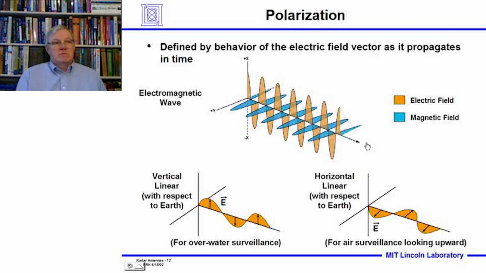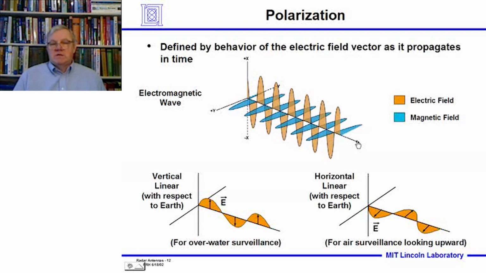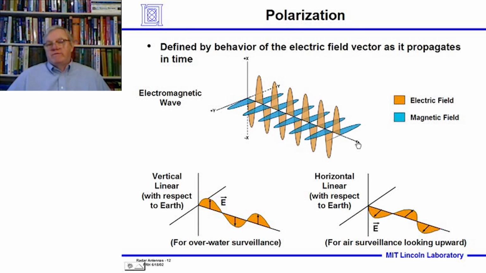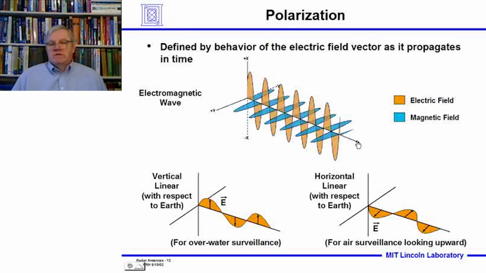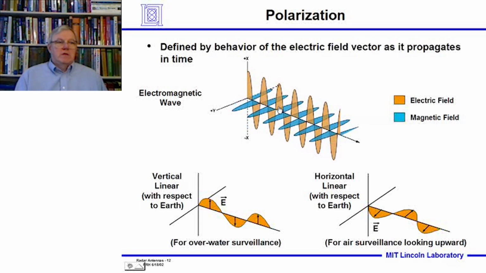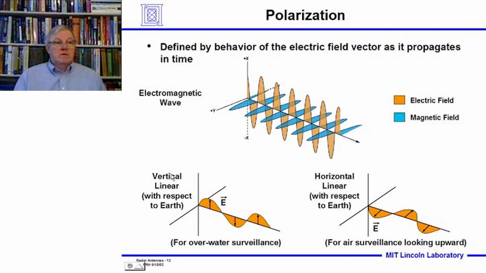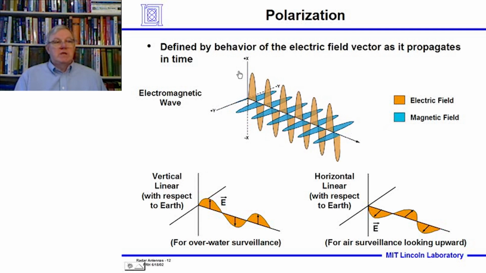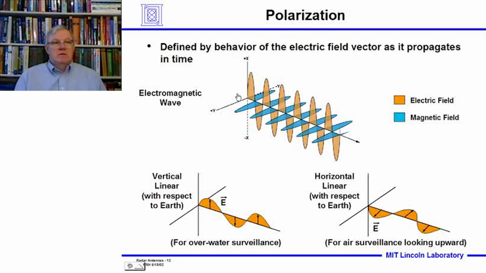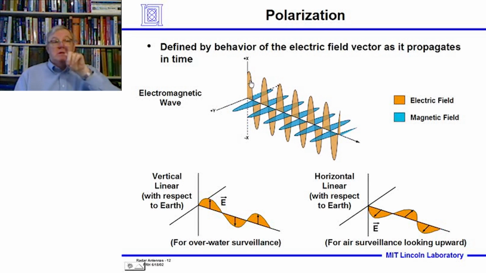electromagnetic wave propagating out. Now, polarization is defined relative to the ground or to some other surface, and most often it's defined relative to the ground. When the electric field vector is vertical relative to the ground, or perpendicular to the ground, that's called vertical linear polarization. And here we see, this is linear polarization because if we look from the back of where we're transmitting, the electric field vector goes up and down along a line.